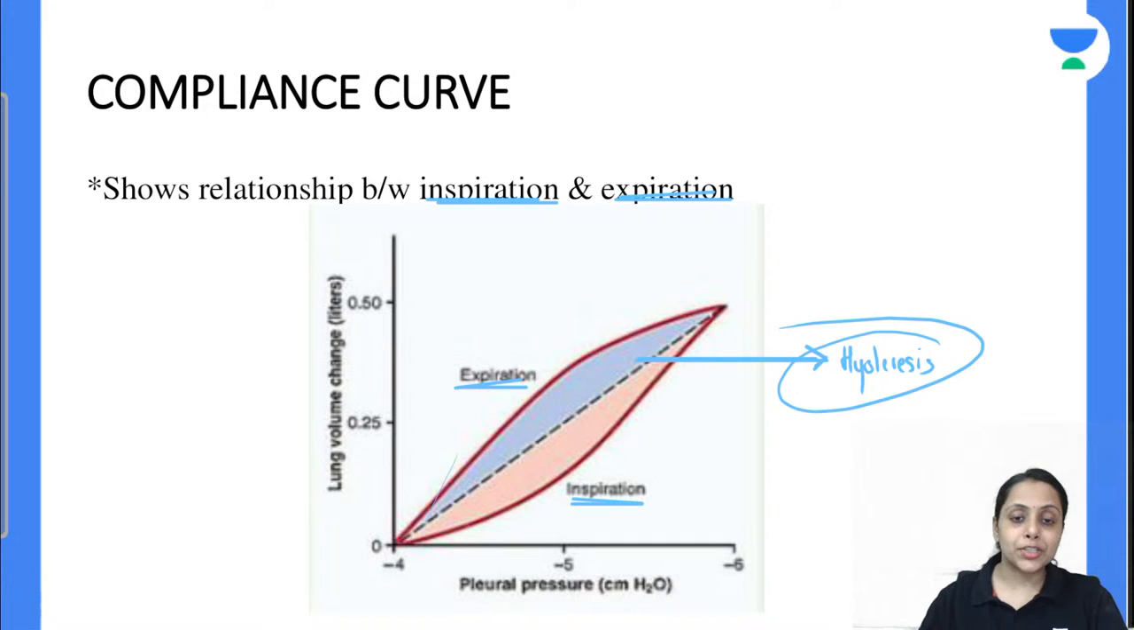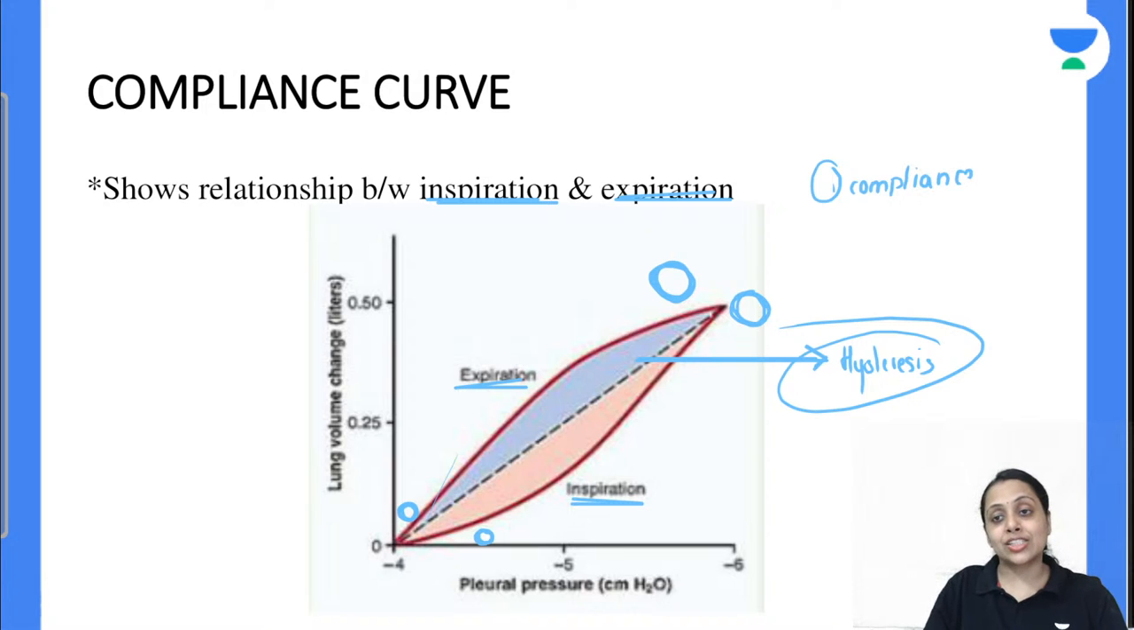See, at the start of inspiration our alveoli are small, compliance is more. At the end of inspiration our alveoli are larger, so compliance is less. At the end of expiration alveoli are large, compliance is less. At the end of expiration alveoli become small and compliance is more. So compliance change during inspiration is not coinciding with the compliance change during expiration, and that is the cause of this hysteresis. So we can say this hysteresis is due to a difference in compliance, and this difference in compliance is due to surfactant concentration.